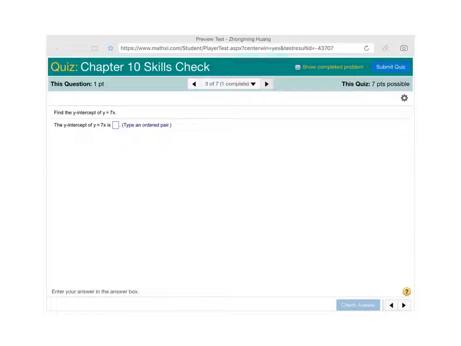Now we are going to find the y-intercept for this specific function. So what is the y-intercept? It's where the function intersects with the y-axis. So suppose you have a function like this. Then here this point is the so-called y-intercept.